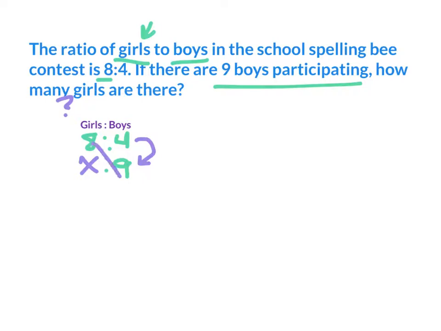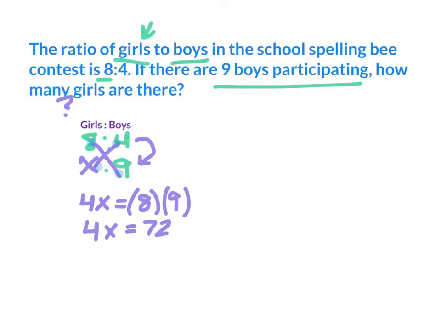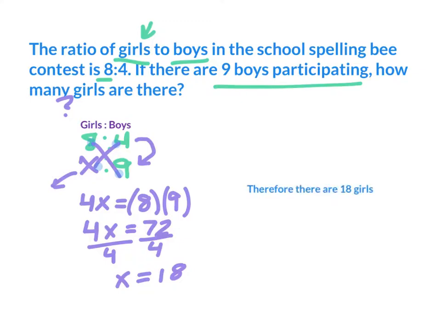So I'm going to make an X, and I'm going to multiply 4 times X on each side of that line. Then I'm going to write my equal sign and multiply 8 by 9 on the other side of the equal sign. So 8 times 9 is 72. I divide each side by 4 to get the x alone, and I get my final answer as x equals 18. Now x represented how many girls there were, so I write my therefore sentence, therefore there are 18 girls.